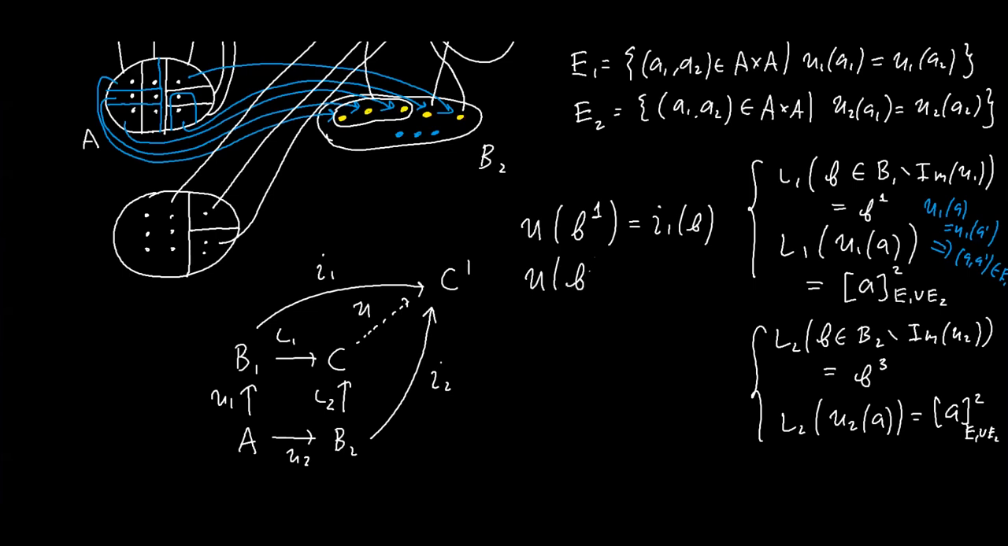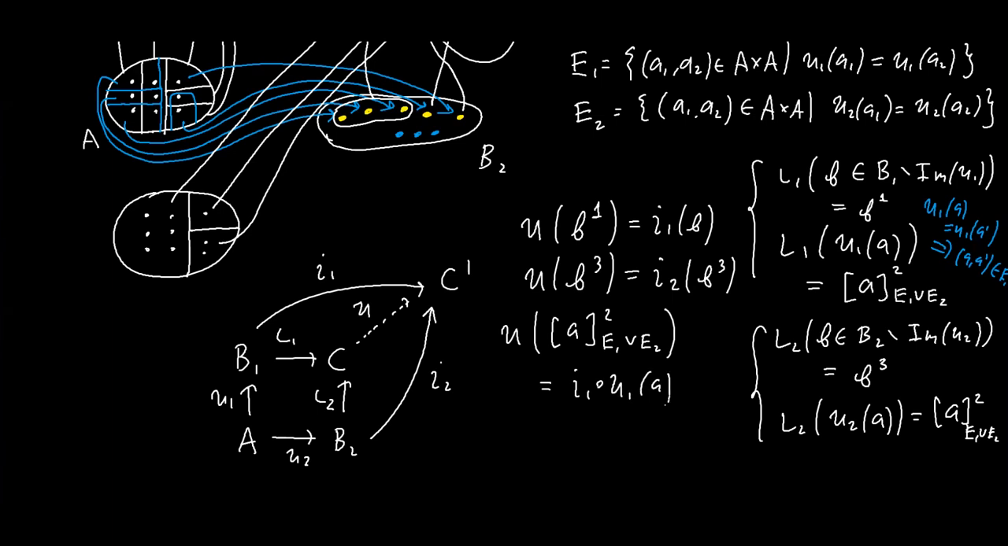In the same way, U of B3, in a similar way, but now that one is the one that comes from here. So that will be defined as I2, since iota 2 is defined. And then finally, U of an equivalence class of A's will be defined by whatever I1 composed with U1 does with that element, which is equal to I2 composed with U2 by the fact that this should have been commutative.